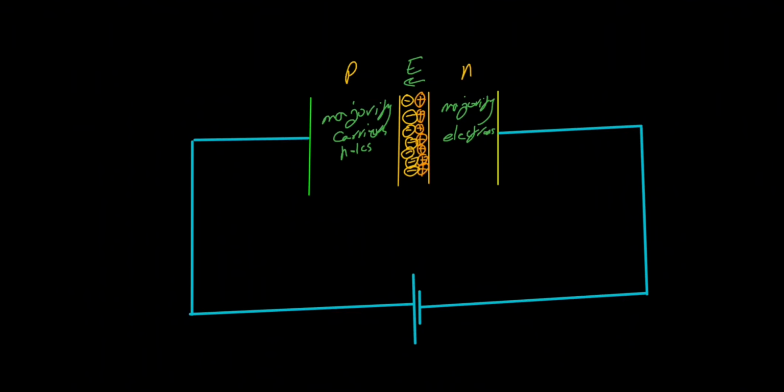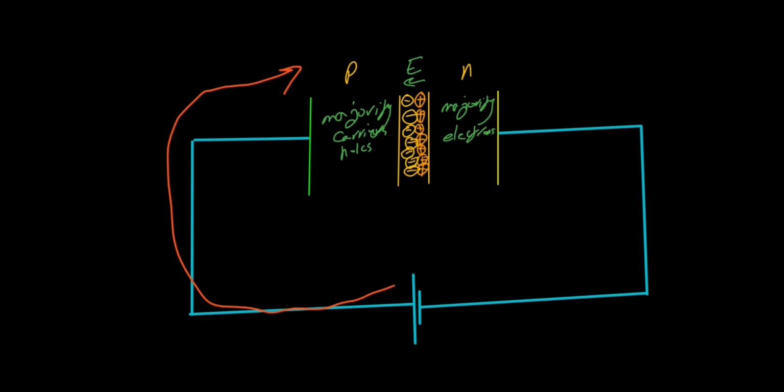Now imagine that we switch the battery poles, meaning this time we connect the positive side of the battery to the p-type and its negative side to the n-type. So the positive side would push the holes in here, obviously. So the holes, which are the majority carriers in the p-type, would be pushed away.